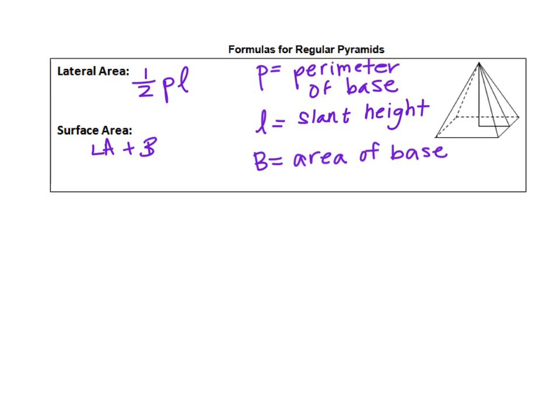So another way, if you're finding the surface area, remember the lateral area is, so surface area, you could also look at it this way: 1/2 perimeter times the slant height plus the area of the base. And this 1/2 perimeter times the slant height is the lateral area. So lateral area plus base.